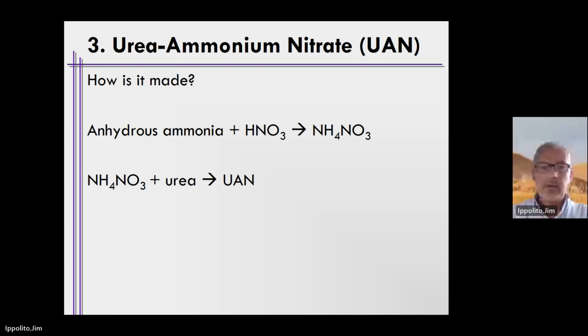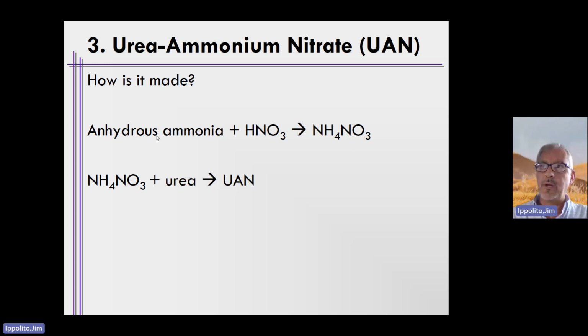Another most commonly used fertilizer is urea ammonium nitrate. It's a liquid. Maybe you know that, maybe you don't. Either way, it doesn't matter. It's a liquid. How do we make this? I'm driving home the point here that practically every single nitrogen fertilizer on the market is generated from its starting point, its parent, which is anhydrous ammonia. And that is the case for urea ammonium nitrate.